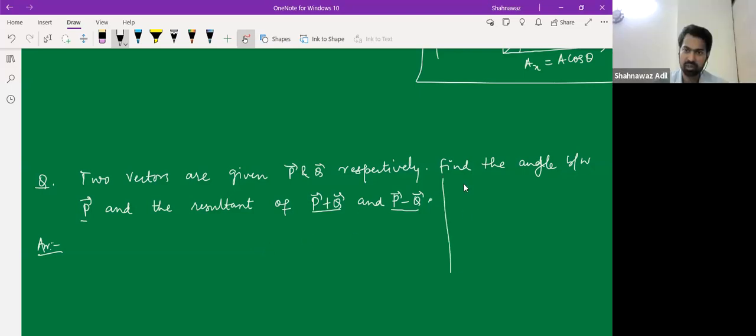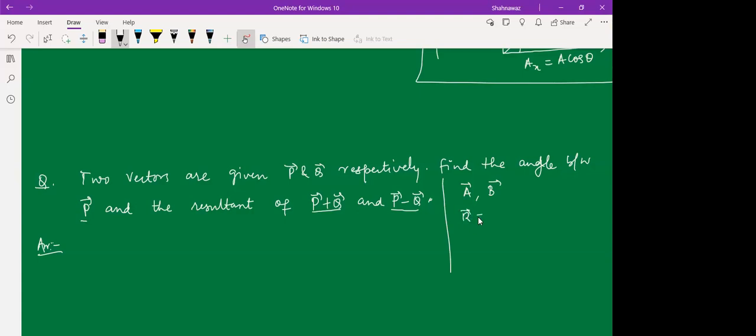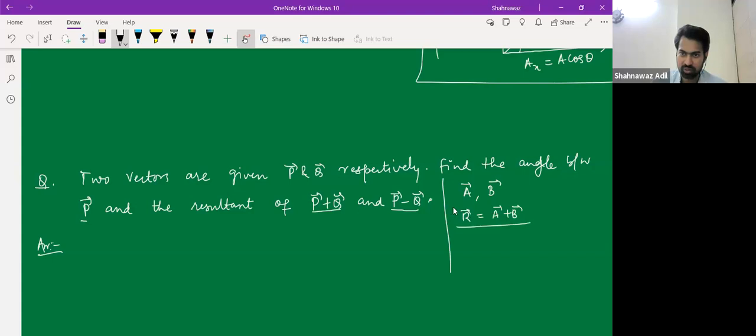Let me give you a hint. Let's say you have A vector and B vector. So what would be the resultant of these two vectors? A vector plus B vector. Yeah. Okay.